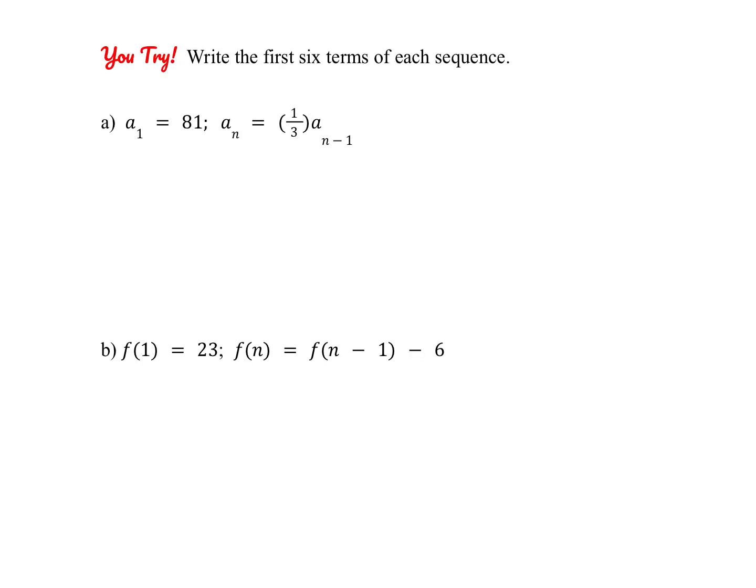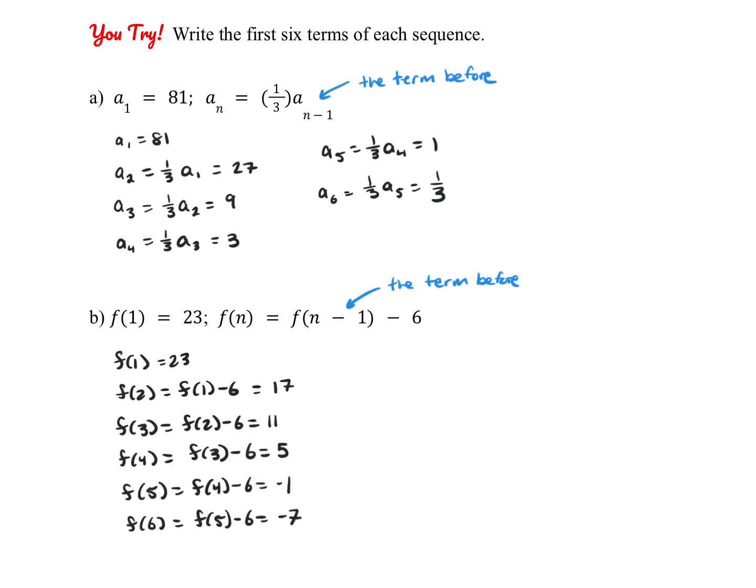All right, go ahead and pause the video and give these 2 a try on your own. All right, go ahead and check your work here. So for this first one, you're just taking the term before it and multiplying it by 1/3. So I'm just taking the term before, multiplying it by 1/3. The term before, multiplying it by 1/3.